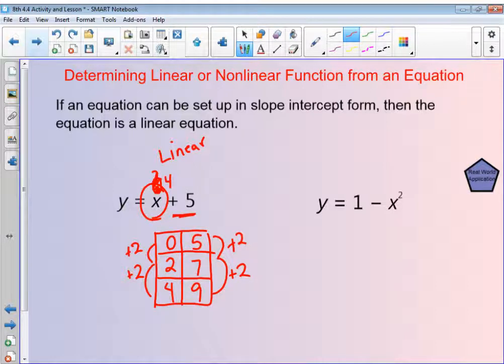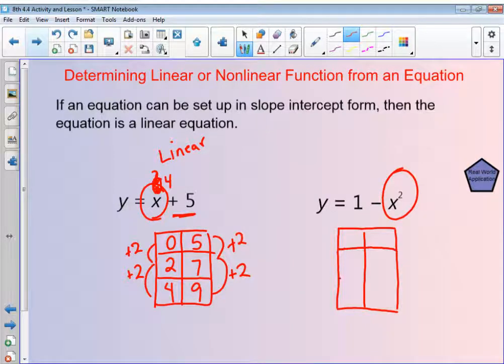The second equation that we have here, y equals 1 minus x squared. We have not worked anything with x squared before, okay? So just based on what you've previously learned, this would not show a linear function. It's going to end up being nonlinear, okay? To prove a point, let's go ahead and pick some x's. So we'll go ahead and do the same x's that I had over on my first one. We're going to do 0, 2, and 4. So if I put a 0 in here, 0 squared is 0. 1 minus 0 would give me 1.